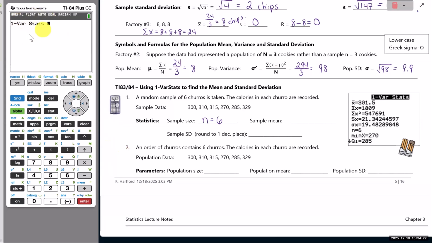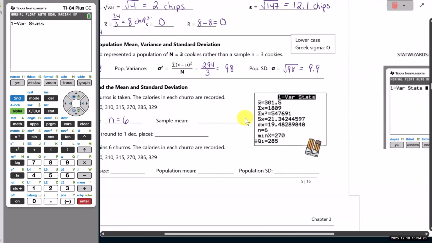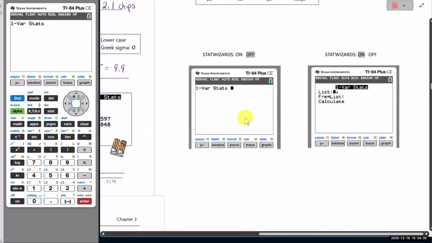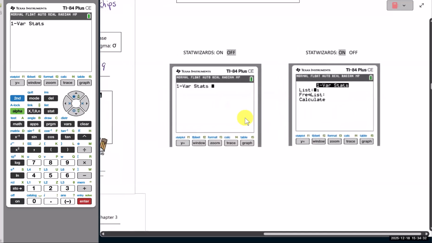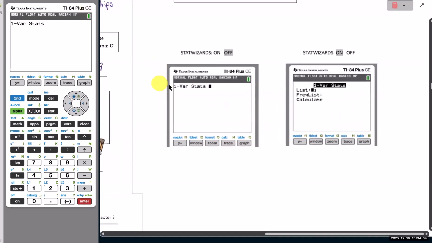And your screen should look like this, unless you still have your stat wizards turned on. Just briefly, I'm pretty sure this was the very first video in my playlist. In my class, I work with stat wizards turned off, so your screen looks like this. If you have your stat wizards turned on, there's nothing wrong with that.